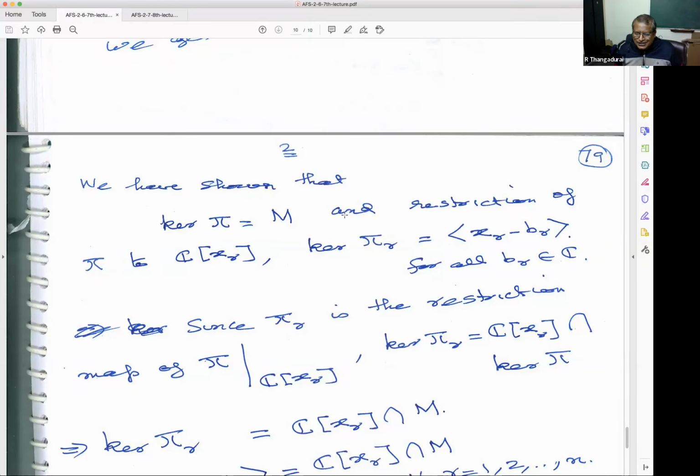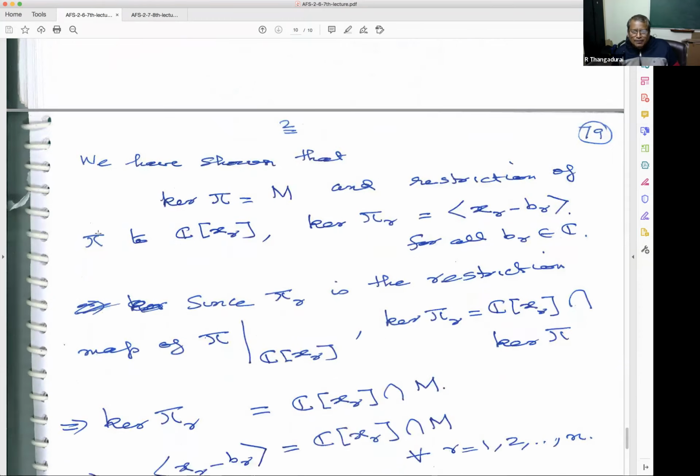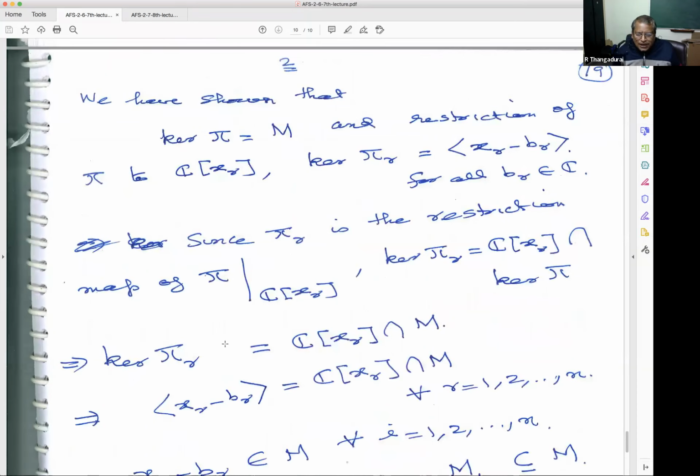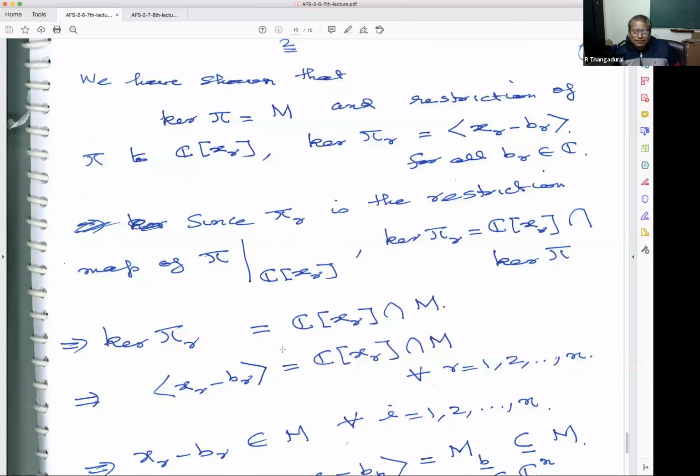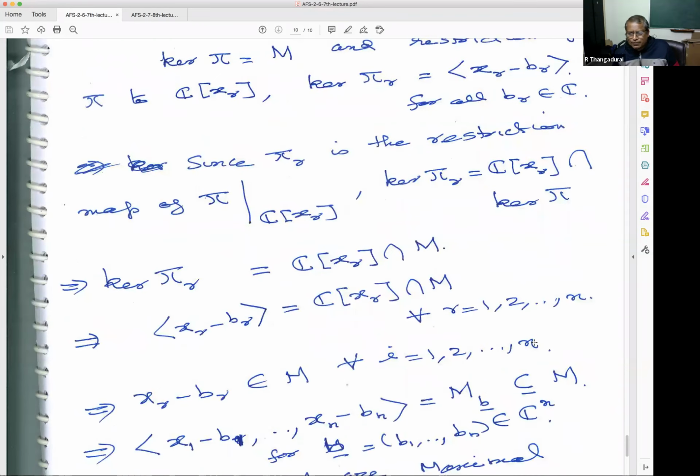Since pi r is a restriction map of pi to this subring, the kernel pi r is nothing but the restriction of kernel pi to the ring C of xr. Kernel pi r is the same as C of xr, the polynomial ring in one variable, intersection kernel of pi. Kernel of pi is m. Therefore, kernel of pi r equals C of xr intersection m. Since the kernel pi r is generated by the linear polynomial xr minus br, this linear factor is inside m for all r equal to 1, 2, 3 up to n.